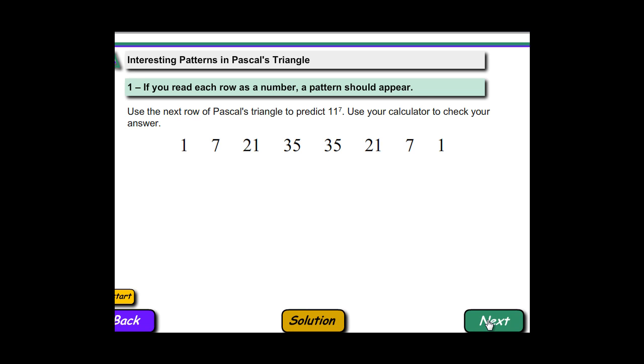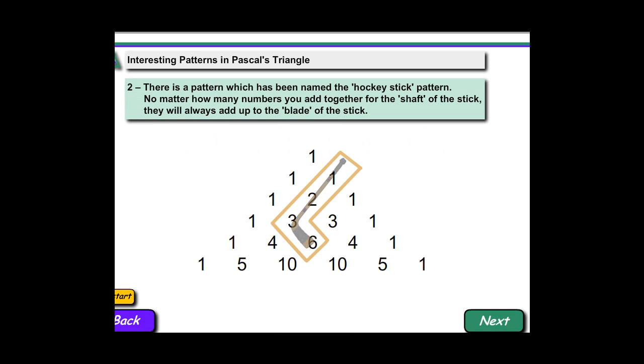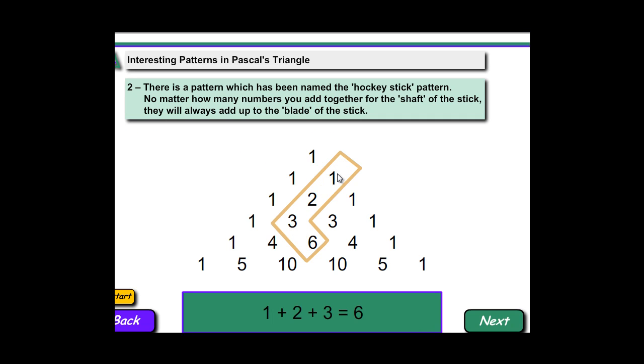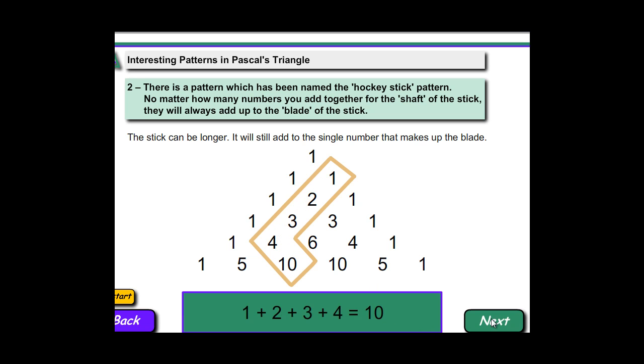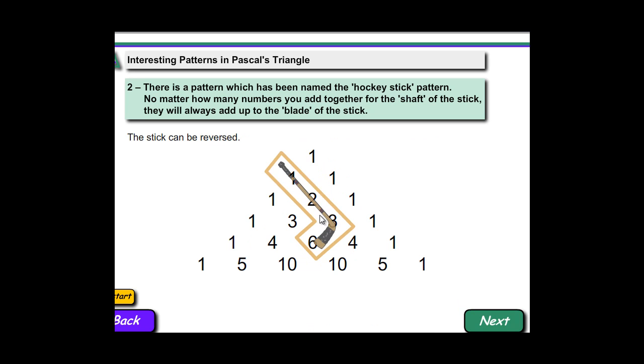Okay, here's a pattern we're going to use. Let's move on. It's called the hockey stick pattern. So if you notice, you form a hockey stick, you add up the stick, 1 plus 2 plus 3, you always get the blade. 1 plus 2 plus 3 plus 4, that's 10. And another one, 1 plus 2 plus 3, that's 6. You can reverse the stick.